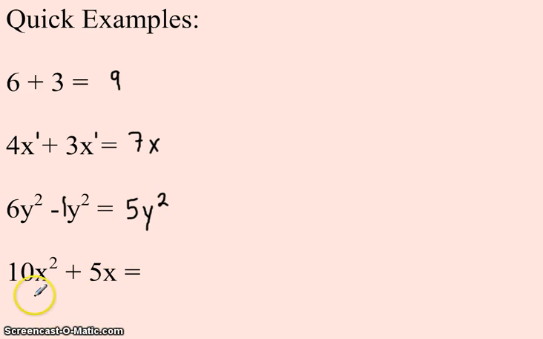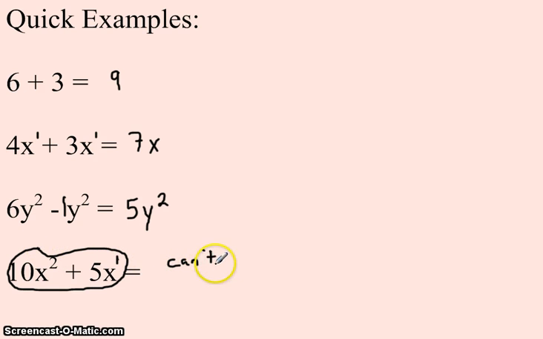And then finally here, we've got 10x squared plus 5x. Now it's the right variable, x and x here, but they have different powers. It's squared and to the first. So we can't combine these. This is a trick question. Our answer is really just this itself. We can't combine. Alright, so those are some quick examples. Let's actually get to some ones like you would actually see on a homework or test or quiz.